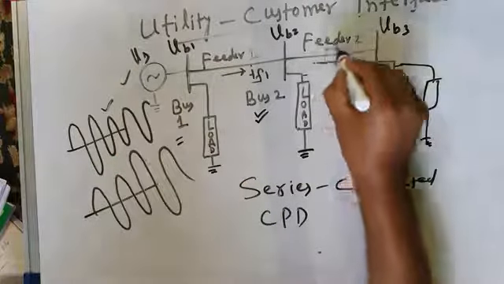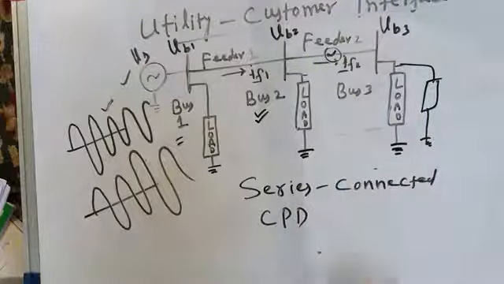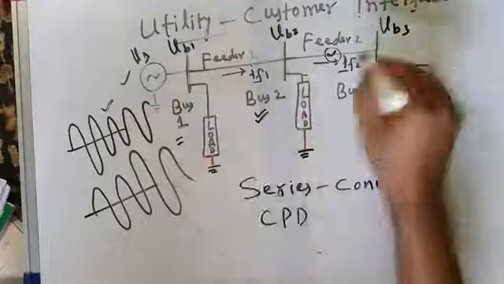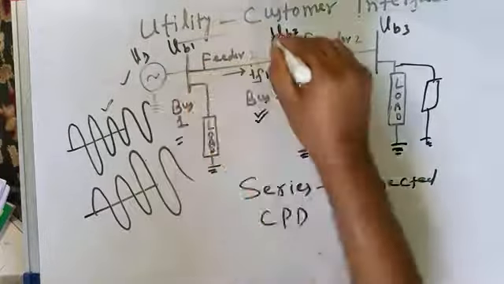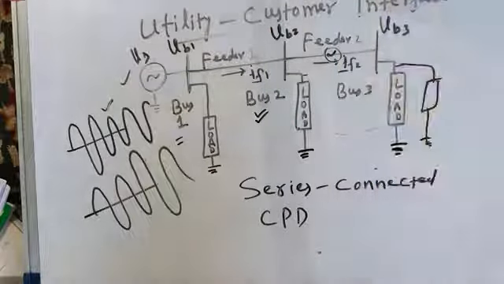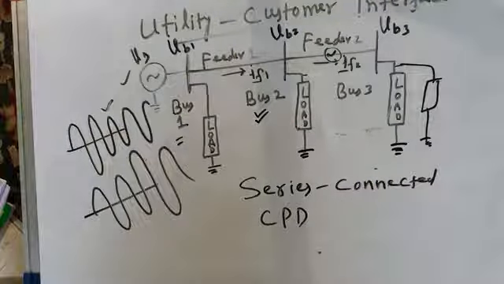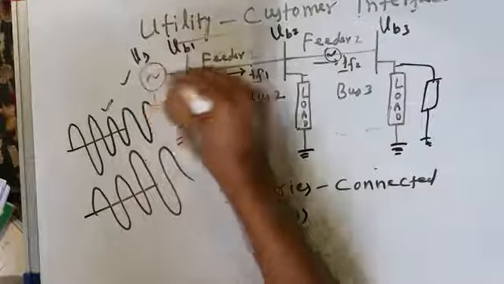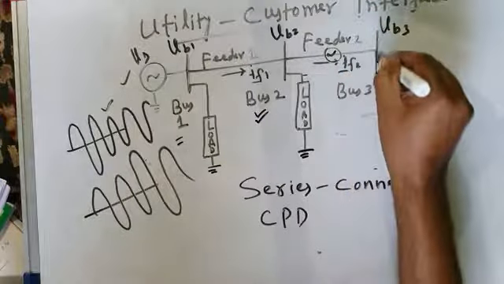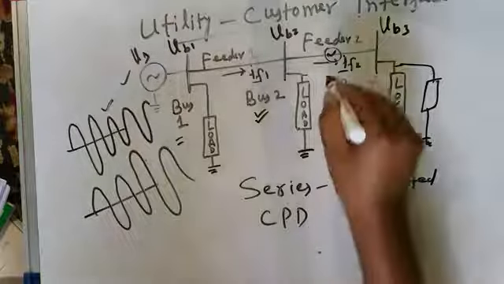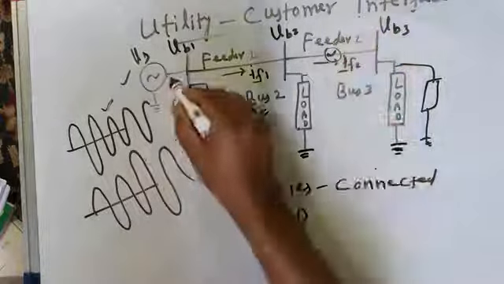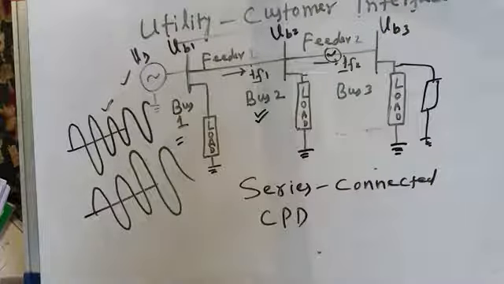So you connect a series connected custom power device here, and it will ensure that the voltage sag or voltage swell is not reflected here. Even if there is a sag or swell in the source voltage, the load voltage is maintained absolutely constant. And even if the source voltage is distorted, the voltage applied to the industrial load is purely sinusoidal. So it compensates the harmonics in the voltage also. Such a custom power device is called a series custom power device.